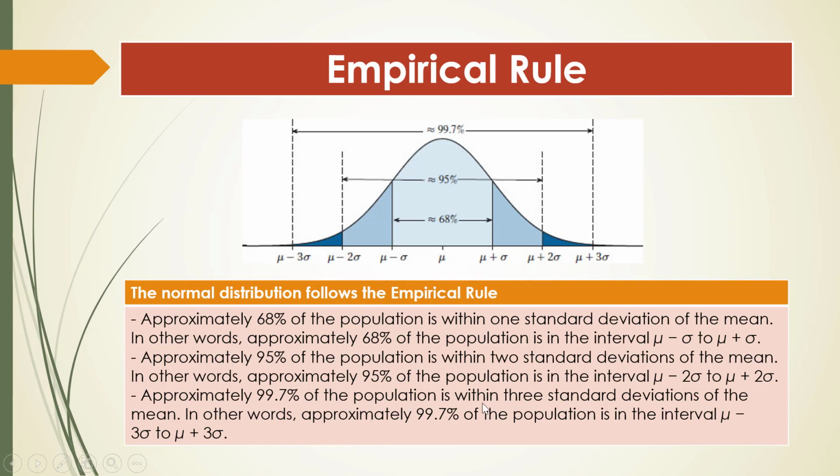Approximately 99.7% of the population is within three standard deviations of the mean. In other words, approximately 99.7% of the population is in the interval mu minus 3 sigma to mu plus 3 sigma. So the empirical rule is one of the most important properties about the normal distribution.